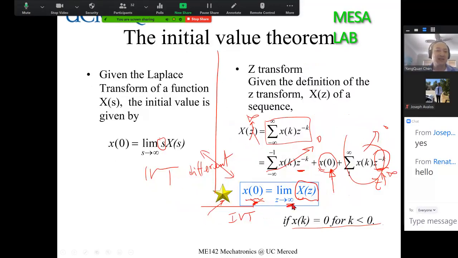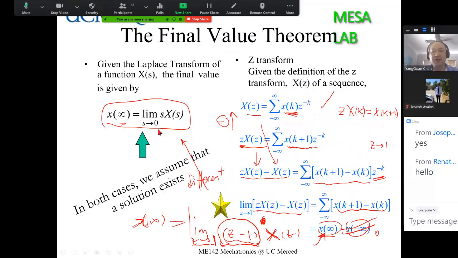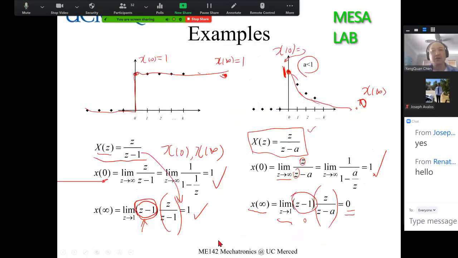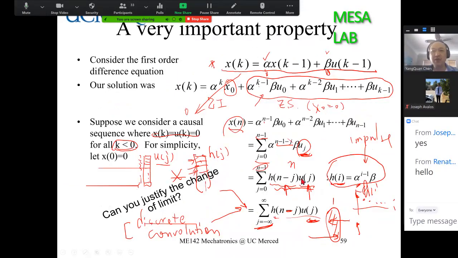So you just simply send Z to infinity, nothing else, okay? Just X(Z). But if you do a final value theorem, you send s to 0. This is for continuous time. But for discrete time, you need (Z minus 1) times X(Z), then send Z to 1, okay? So we can do verification of those two. We already worked out through the definitions. So we verified x0, x infinity are all correct, okay? So this is where we stopped last time.